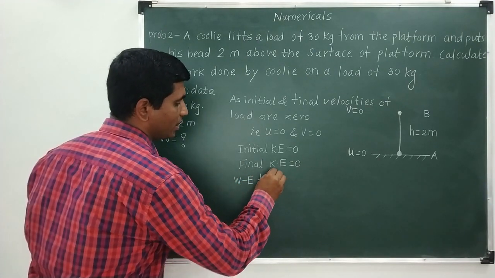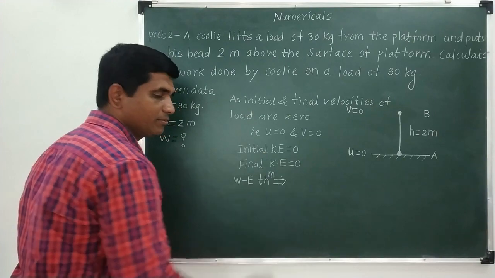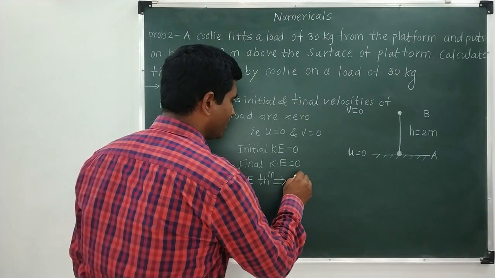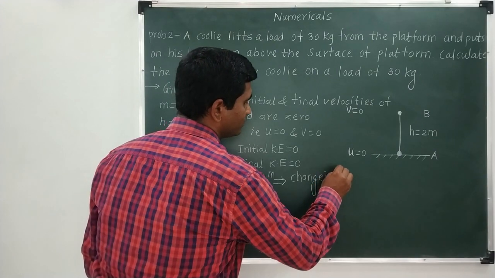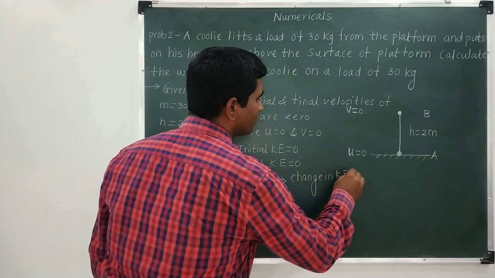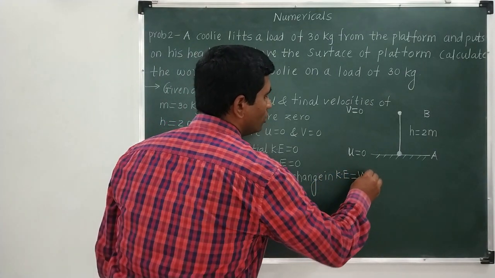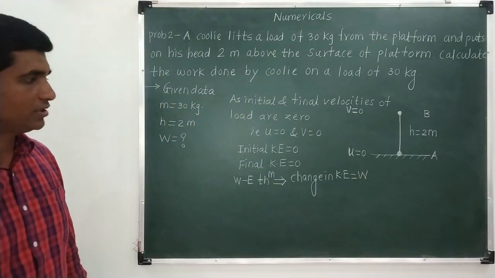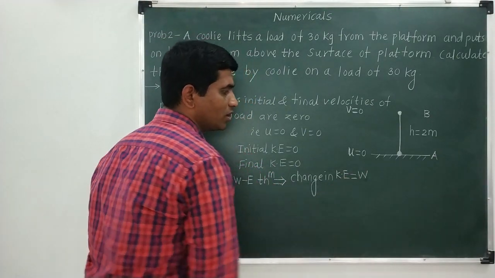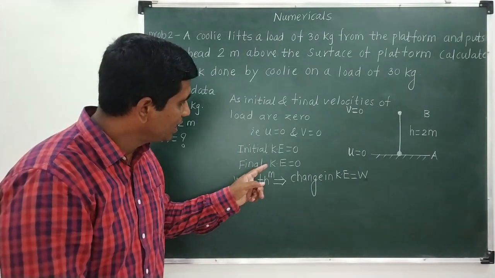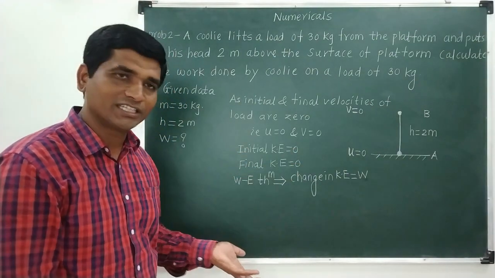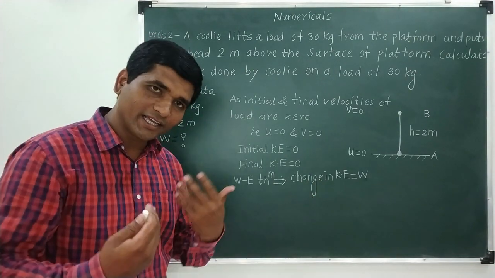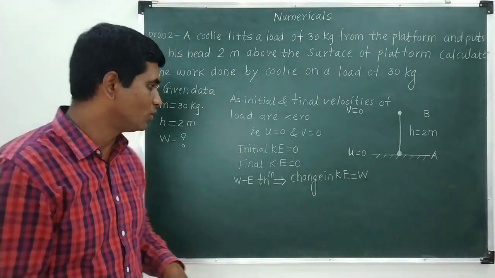What says the work energy theorem? Work energy theorem states that change in kinetic energy is nothing but the work done on the body. Now see, here the final kinetic energy is 0, initial kinetic energy is also 0. So change in kinetic energy, 0 minus 0, it will be 0.